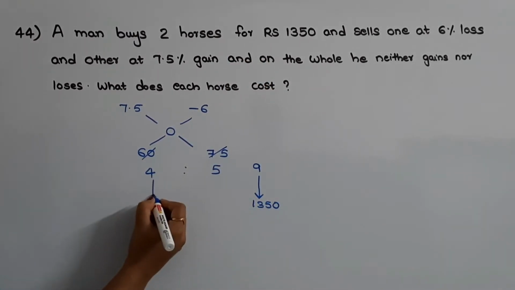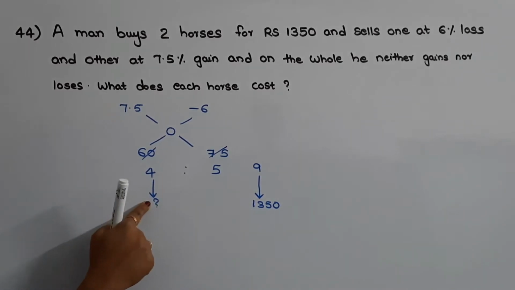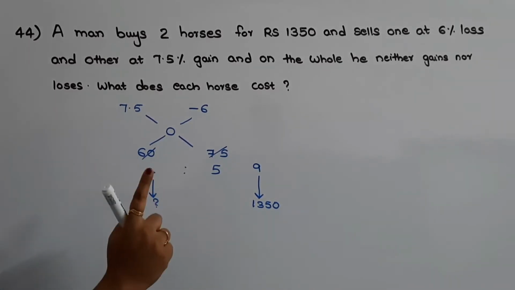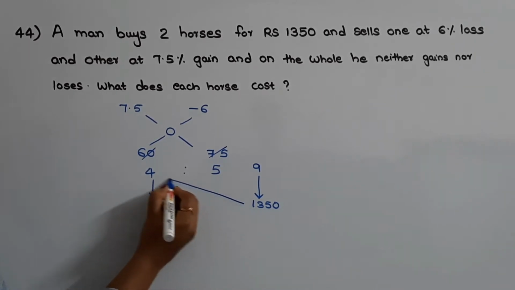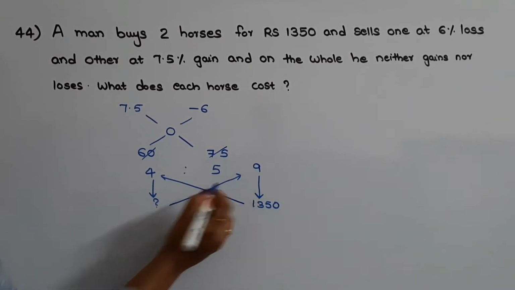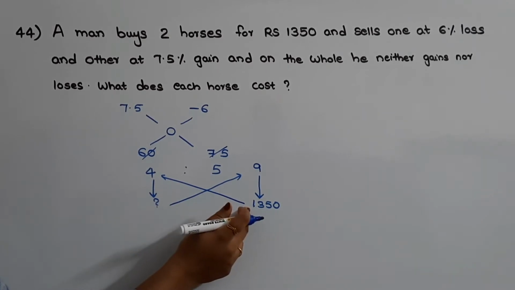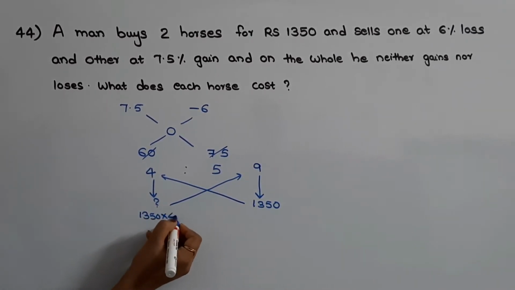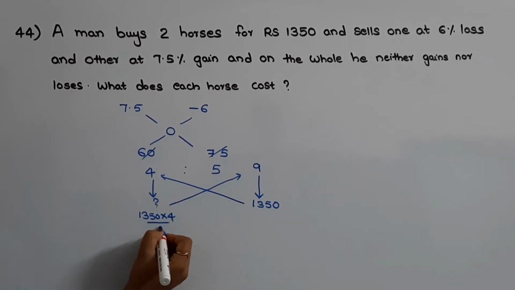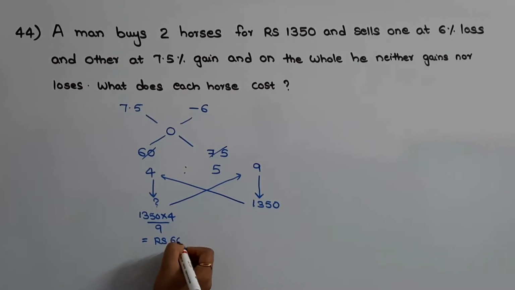Then what will be the value of 4? On finding this value, we will get the cost of one of the horses. So this we can find out by cross multiplying. So this will be equal to 1350 into 4 divided by this 9. So on solving this, you will get it as rupees 600.